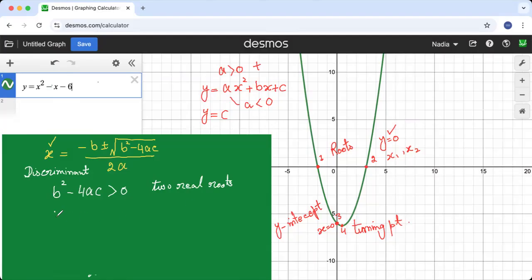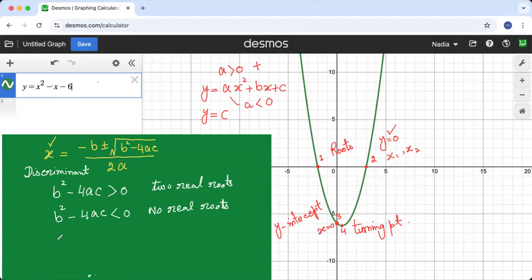Now if this term b square minus 4ac, meaning discriminant, is smaller than 0, meaning it is a negative number, then if we have a negative number under the square root, we will not have a real solution. So there is no real solution. So this means no real roots. So this kind of parabola will have no real roots.